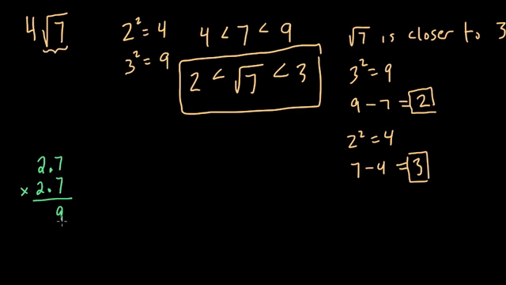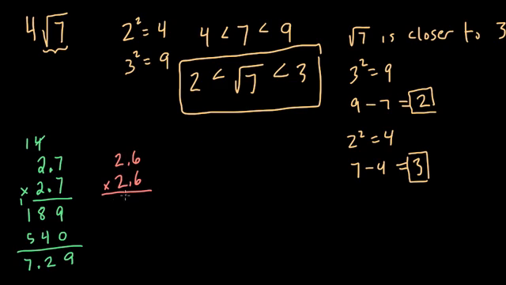7 times 7 is 49. 7 times 2, 14, plus 4 is 18. Placeholder. 7 times 2 again is 14. 2 times 2 is 4, plus 1 is 5. So we get this. We get 9, 2, 1, and 7. So 2.7 is too high because 2.7 squared is 7.29, so we try a decimal lower. Right? We're approximating or truncating this decimal.